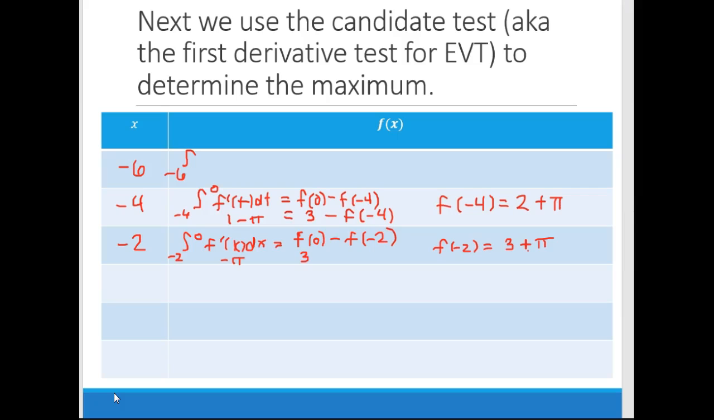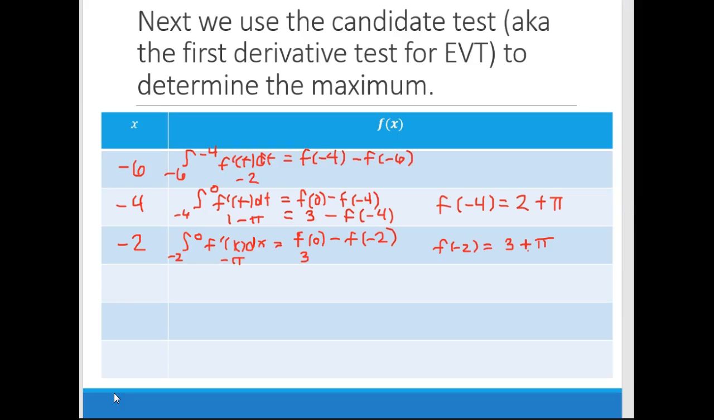So you could do negative 6, and I'm going to change it up a little bit, to negative 4 instead of to 0. Because we know f of negative 4 from my previously calculated step. So the area under the curve from negative 6 to negative 4 we said was negative 2. So that makes the integral value negative 2.